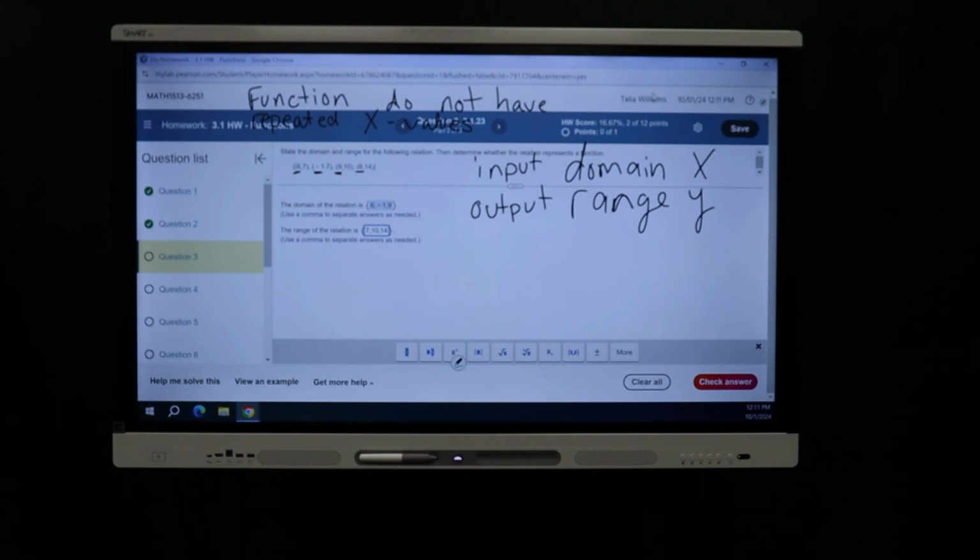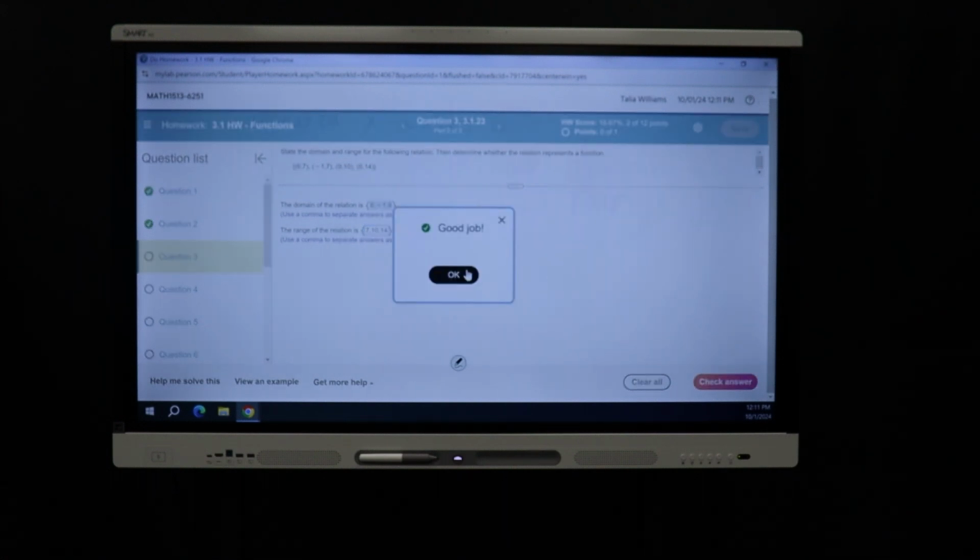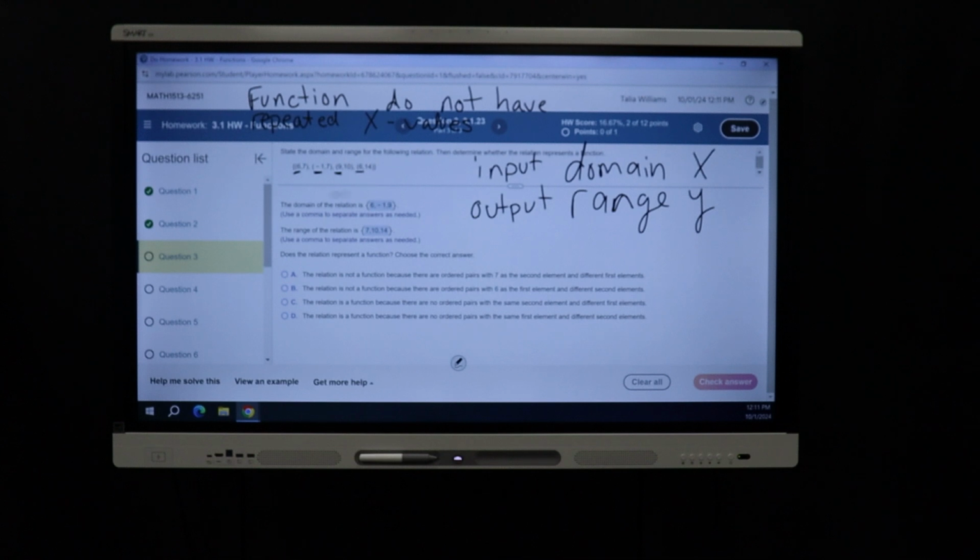Don't forget your commas. But since this graph repeated that 6, and functions do not have repeated x values, this is not a function, so it's not C or D. Now then we have to read this. This relation is not a function because there are ordered pairs with 7 as the second element in different first elements. That is not true because we care about the first element. Our x value is what determines if it's a function or not.